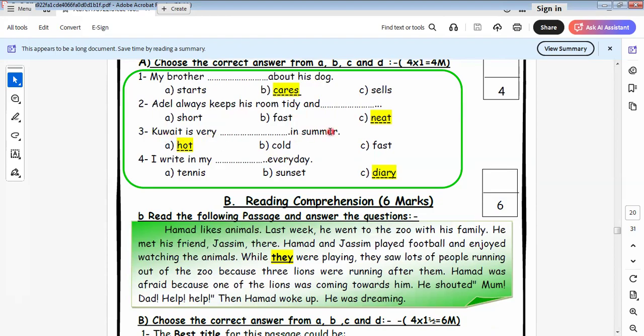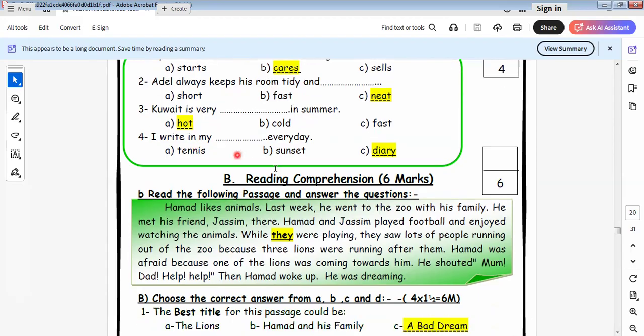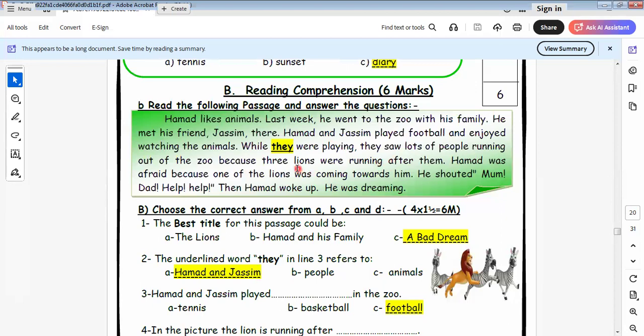Kuwait is very hot in summer. All of us know that in all the Gulf countries it's hot in summer. It's a fact, and I think all these Gulf countries use air conditioners in summer. Okay, I write in my diary every day. Diary. Let's read this text.